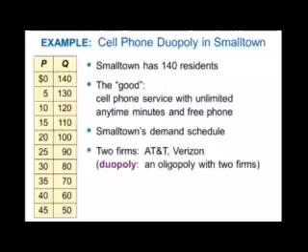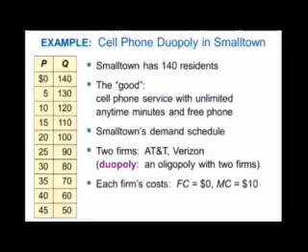Let's say there are just 2 firms in the market, AT&T and Verizon. A duopoly is basically an oligopoly with 2 firms. For each firm's cost, just to make it simple, they have 0 fixed cost and a marginal cost of $10. So if they sell 1 extra unit, the marginal cost is $10.